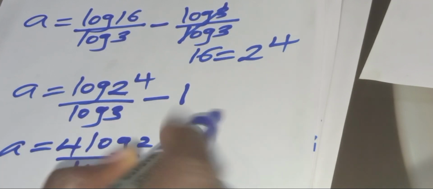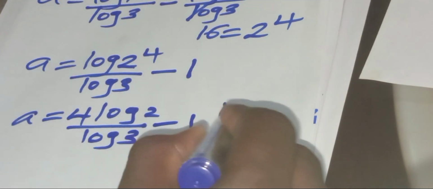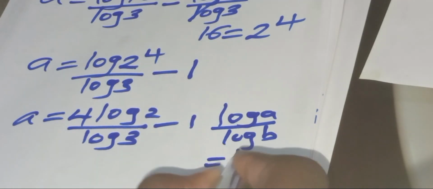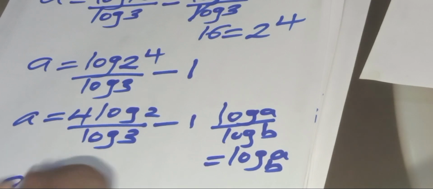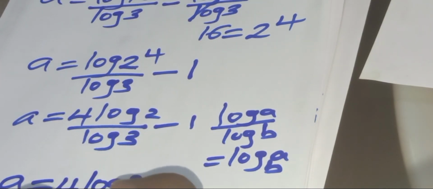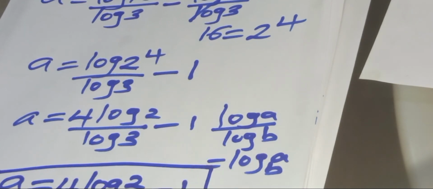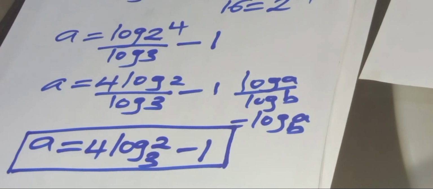divide this by log 3, subtract 1. Okay. Now log 2 divided by log 3 is in the form of log a divided by log b, which we can express as log a to base b. Now applying this logarithm property, a is equal to 4 log 2 to base 3, subtract 1. Now this is the value of a. Okay, this is the value of a. A is equal to 4 log 2 to base 3 subtract 1.